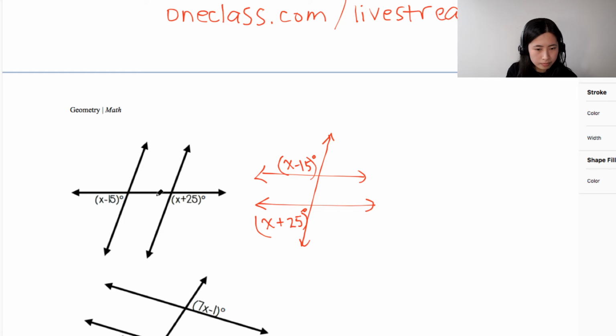Okay, if you think about this, we can actually just use this. Sorry about that. Let's just look at this figure over here. We had x minus 15 and then we had x plus 25. So if you think about x plus 25, if you had x plus 25 over here, we can actually just get rid of this.